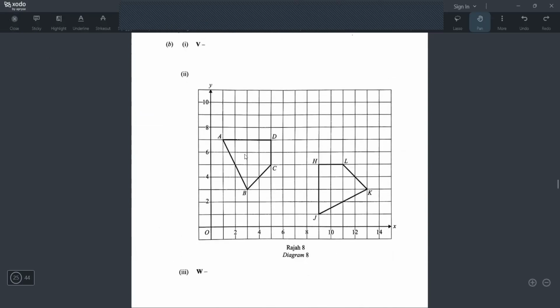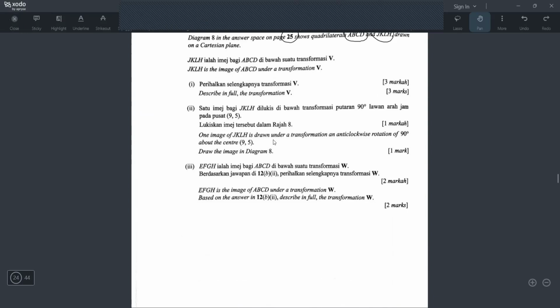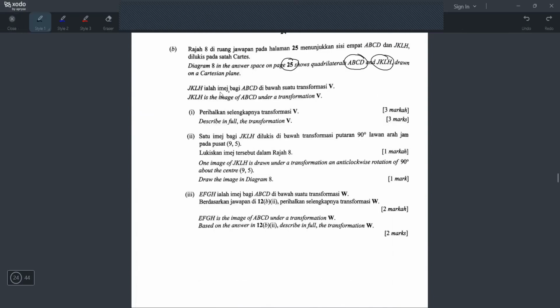So yeah, this one, right? So there's ABCD, HJKL, two shapes here. Okay, let's see what they want. JKLH is the image of ABCD under transformation V. Okay, whenever you know who's the image, you should always put down the arrow. Okay, so now you know the start from ABCD, and then JKLH is image, so it means JKLH have to write behind, and then ABCD is the object, right?